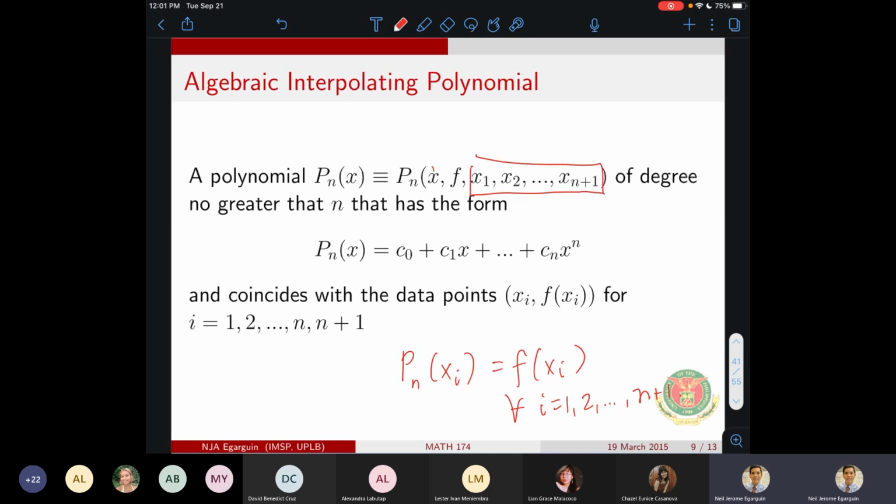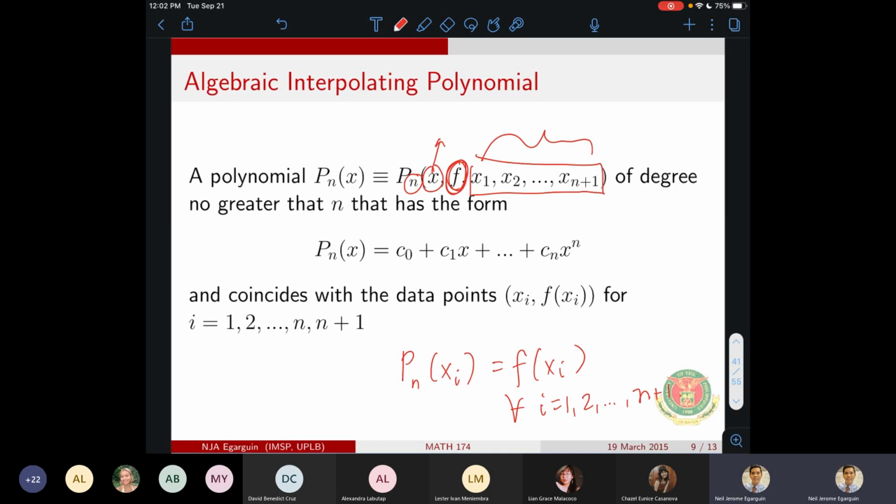Kaya kung makikita nyo, lahat ng parameters dito has their own purpose, right? X, of course, your indeterminate variable. Si f, yung function to be interpolated. Tapos ito yung mga x subies dun sa dataset. And of course, we also have here the degree. So yeah, those are the purposes of these parameters.